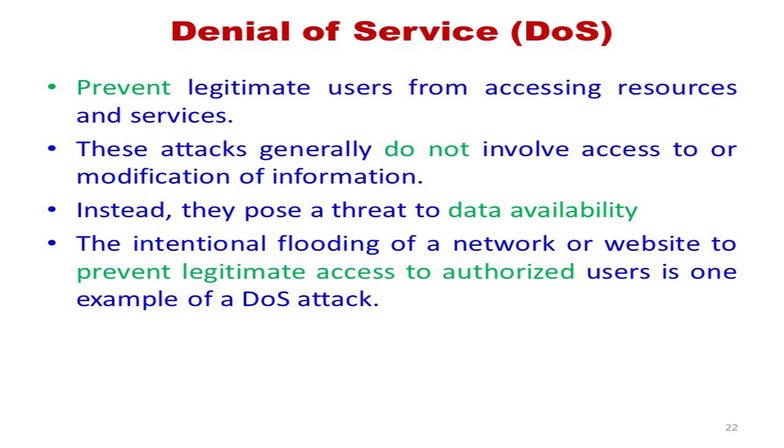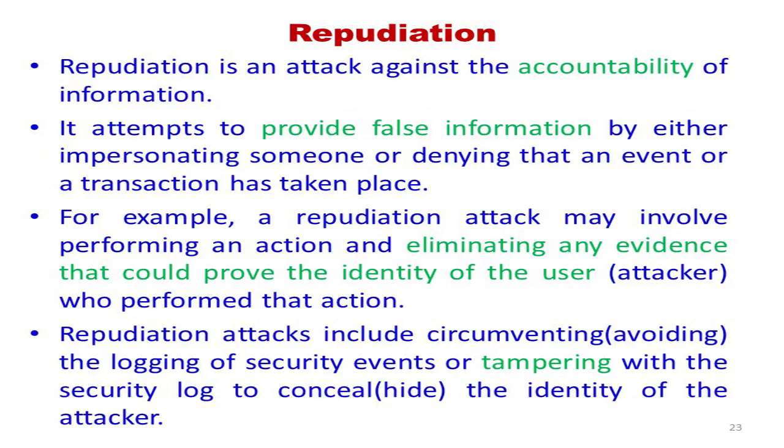The intentional flooding of a network or website to prevent legitimate access to authorized users is one example of a denial of service attack. Repudiation. Repudiation is an attack against the accountability of information. It attempts to provide false information by either impersonating someone or denying that an event or a transaction has taken place. For example, a repudiation attack may involve performing an action and eliminating any evidence that could prove the identity of the user who performed that action. Repudiation attacks include circumventing the logging of security events or tampering with the identity of the attacker.